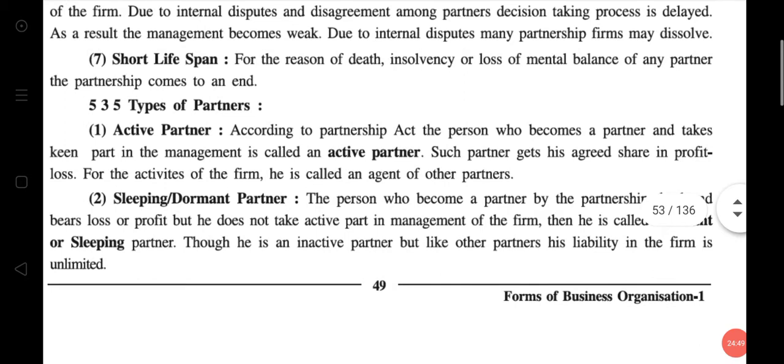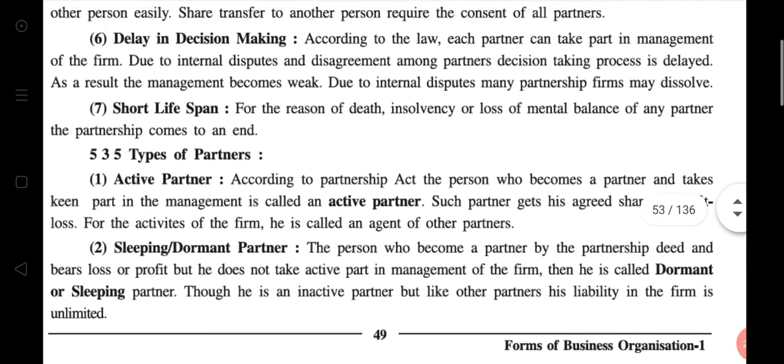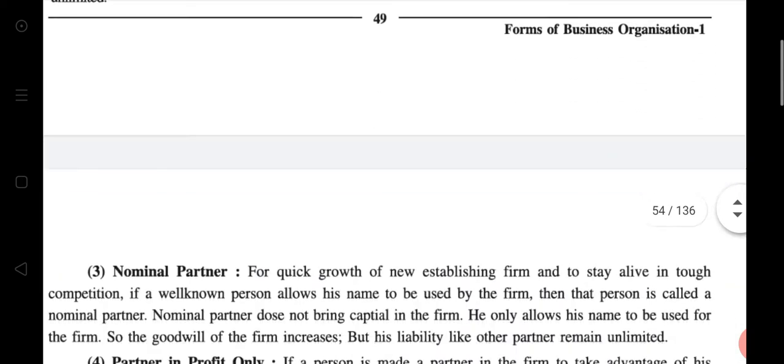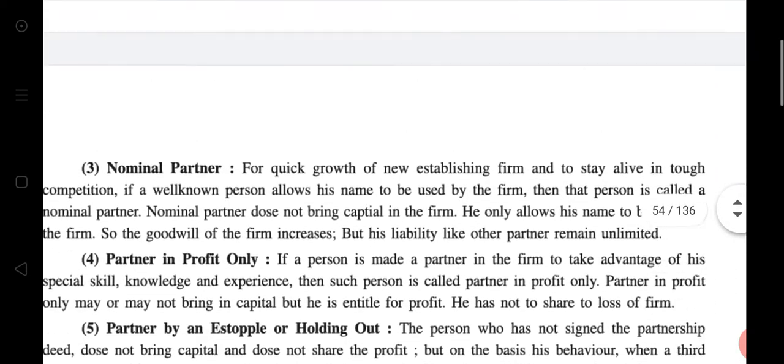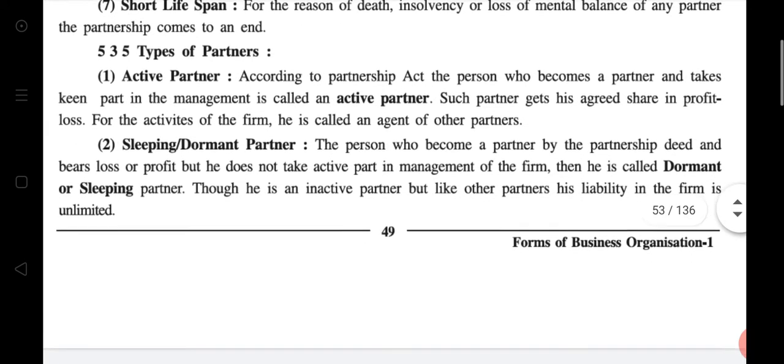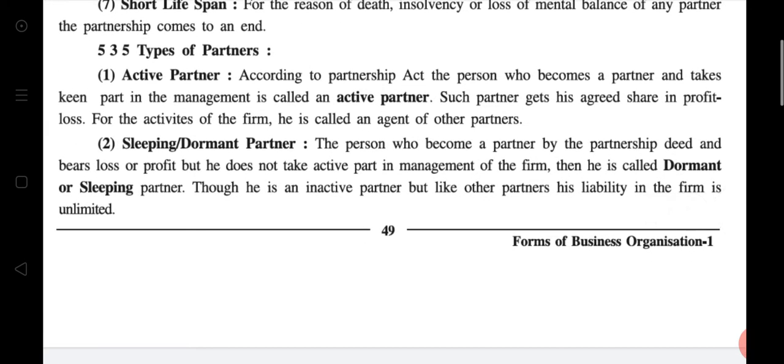Okay, done? Good. Now to the next topic, types of partner. See, there are 6 types of partners. In today's lecture, we studied just the first and second, and from the third we will study in the next lecture.